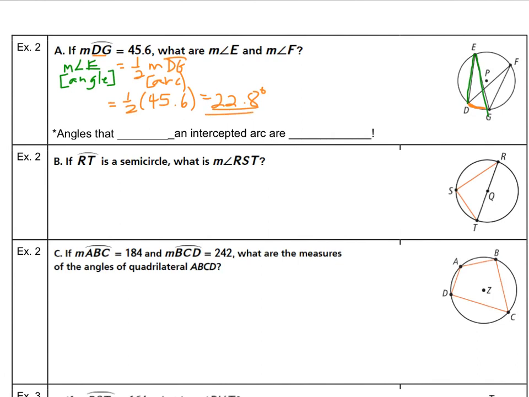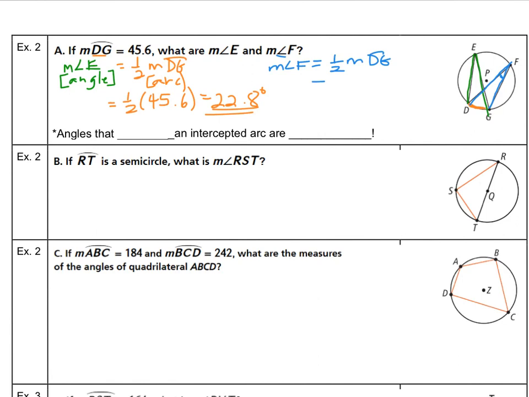So now take a look at the other angle they want us to find. They also want us to find angle F. So if I look at the chords that create angle F for that inscribed angle, I'm going to go G up to F over to D. So take a look, that intercepts the same arc as well. So now the measure of angle F is also going to be 1/2 the measure of arc DG.